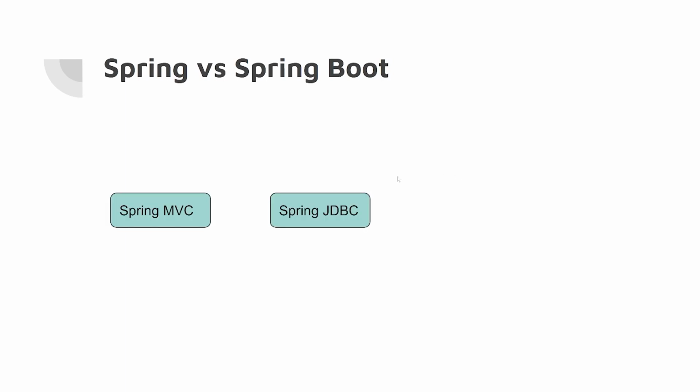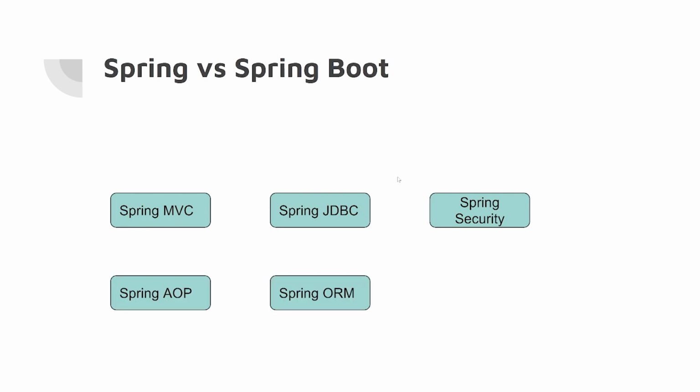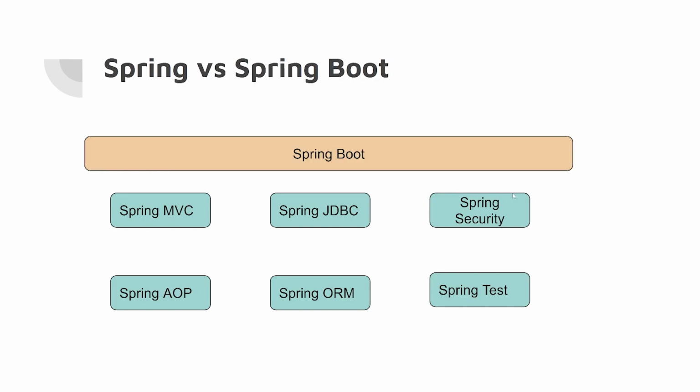It is packed with great features such as dependency injection and out-of-the-box modules such as Spring MVC, Spring JDBC, Spring Security, Spring AOP, ORM, and Spring Test. These modules can significantly cut down the development time of an application. Spring Boot is basically an extension of the Spring Framework, which removes the boilerplate configurations required for setting up a Spring application.